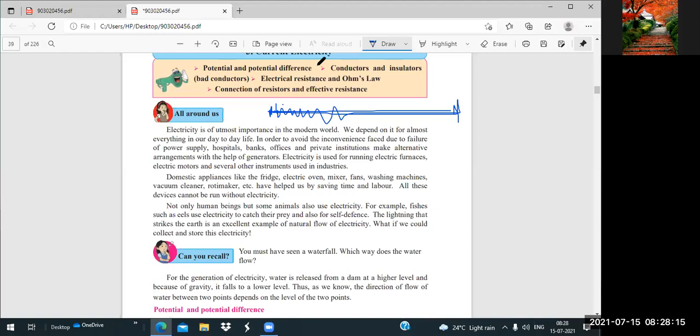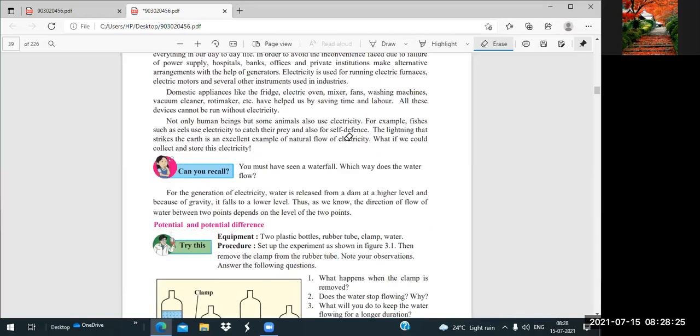So we'll speak about electricity. Without electricity, human life, we can say, can't survive. Due to that reason, we have to use electricity properly. Do you know how we are generating electricity? Do you know? Yes, sir, with the help of wind and water. Yeah, with wind and water.